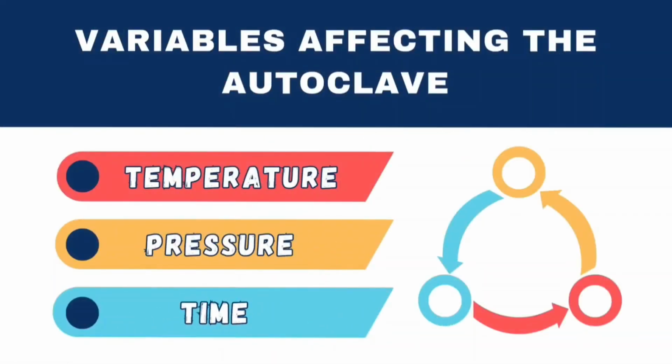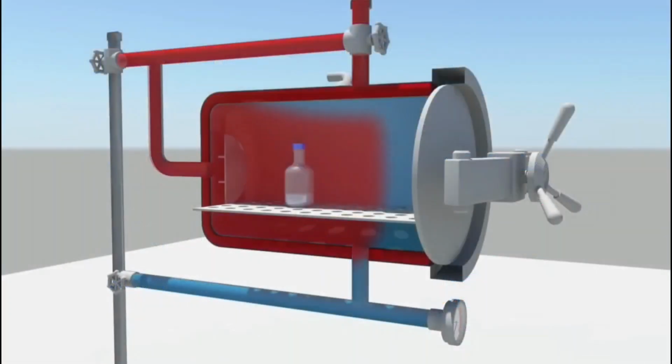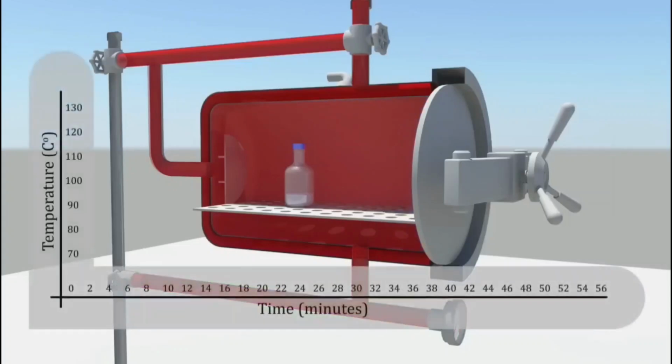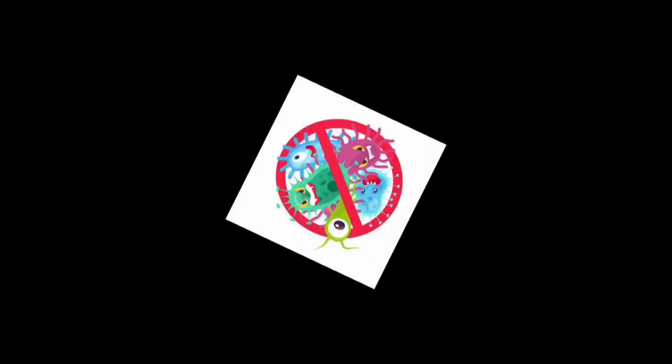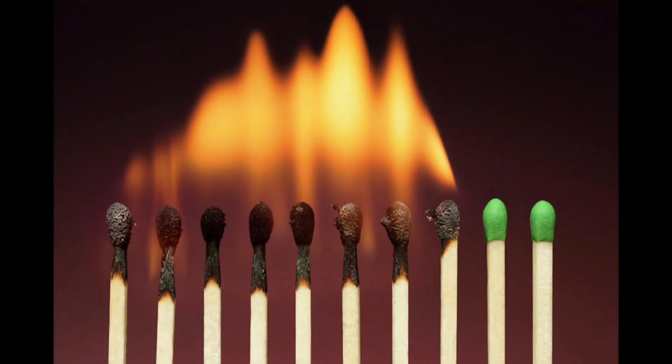It was also previously mentioned that the autoclave is affected by three variables, and two of those are pressure and temperature. In gas law, Gay-Lussac's law states that the pressure exerted by a gas varies directly with the absolute temperature of the gas. This is observed as temperature increases due to steam. The pressure inside the chamber rises accordingly. The temperature kills the bacteria, while the pressure is responsible for rapidly spreading the heat within the materials.